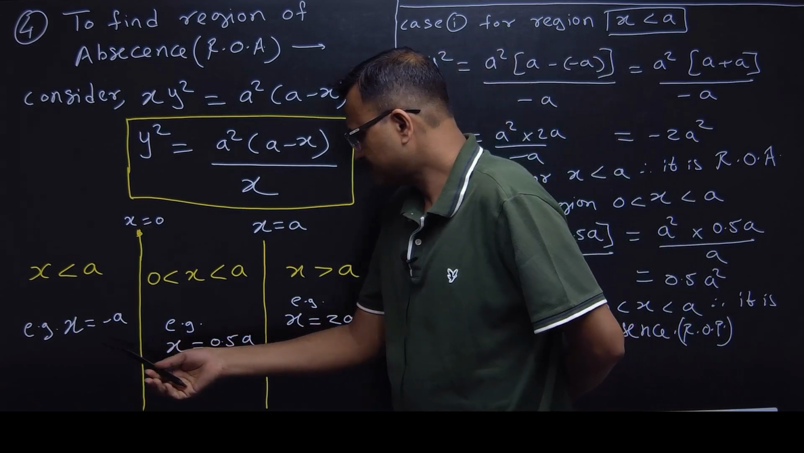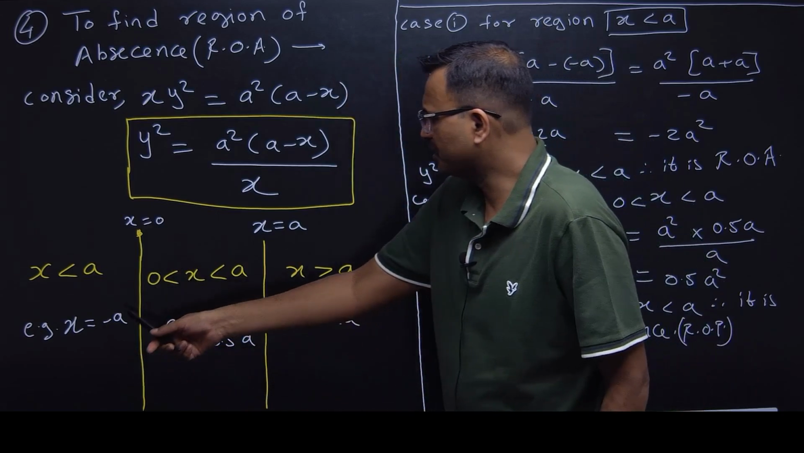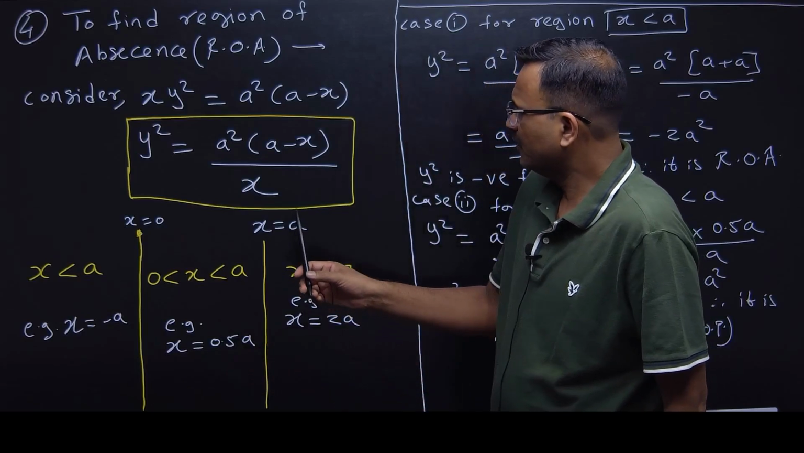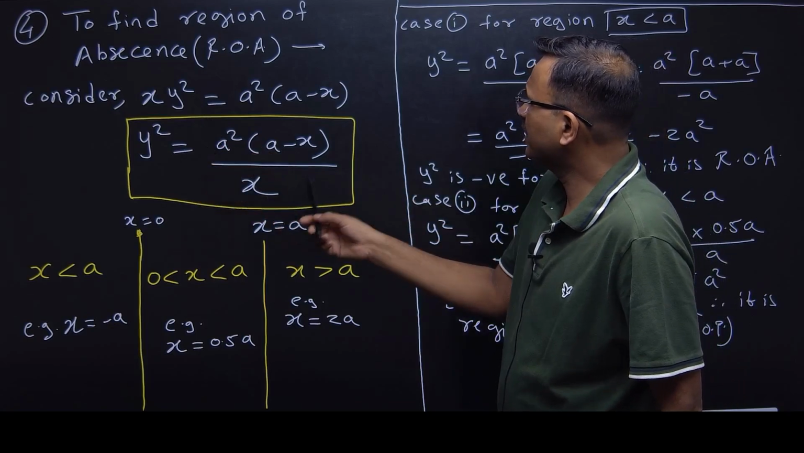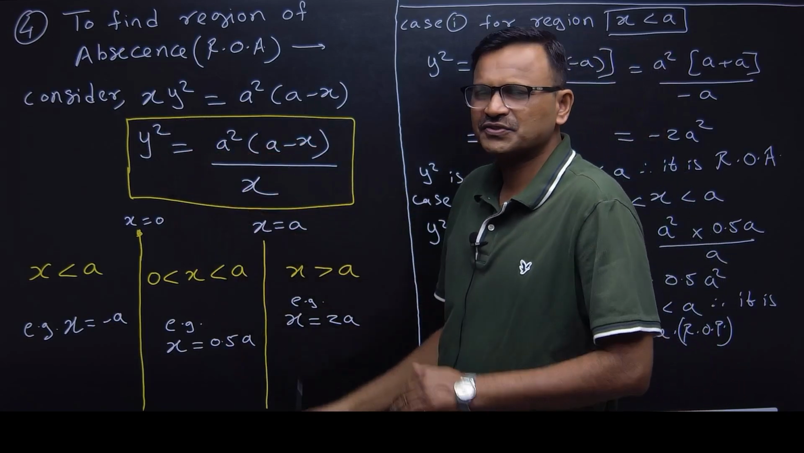Now, if you divide this region into three parts, now see how I got these three parts. See, the given equation I've rearranged. I've kept y square on the left hand side.